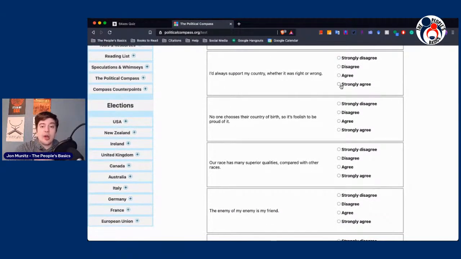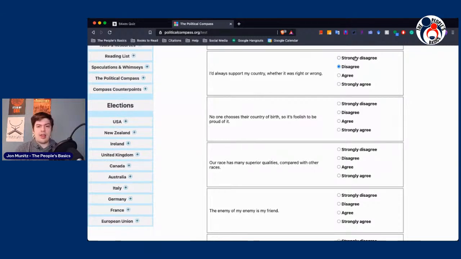Next: I'd always support my country whether it was right or wrong. I guess this is a bit vague. I'm going to go with disagree. Am I going to try and necessarily go to war with my fellow countrymen? I don't think so. That's why I'm not putting it into strongly disagree.